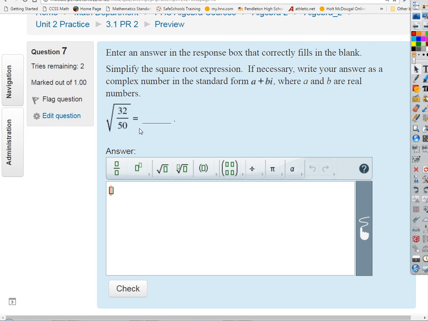Okay. Same kind of thing here too. If I divide 32 and 50 each by 2 to reduce that fraction, I end up getting the square root of 16 over the square root of 25, which is just going to be 4 over 5. So those are all pretty similar.